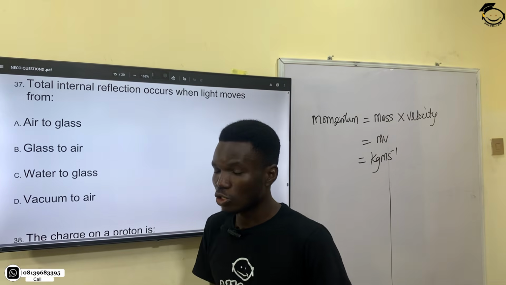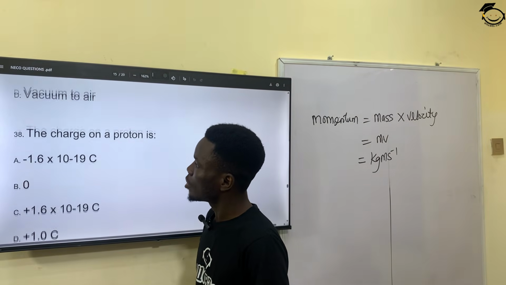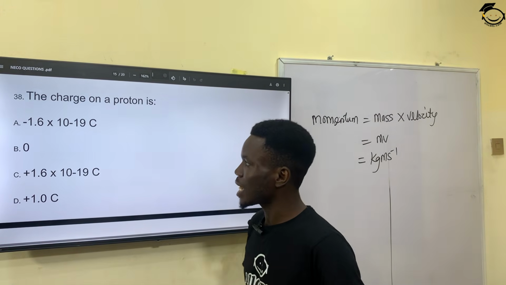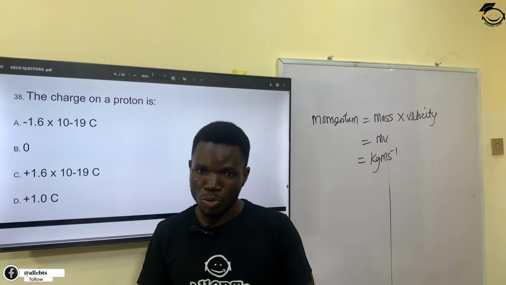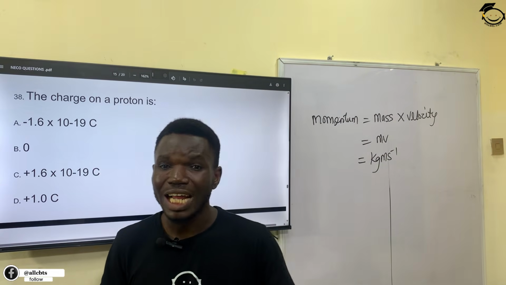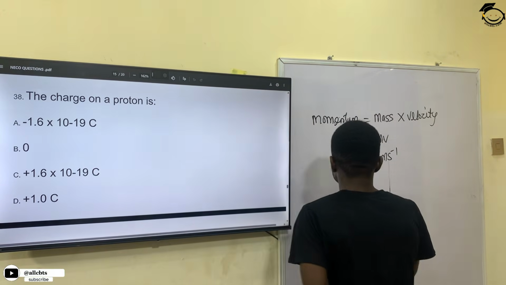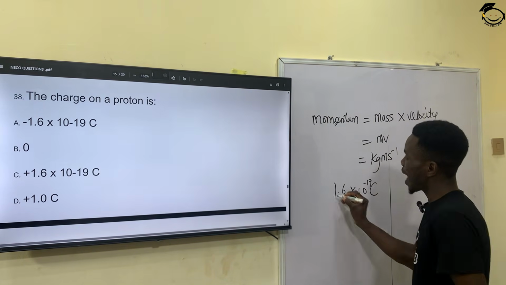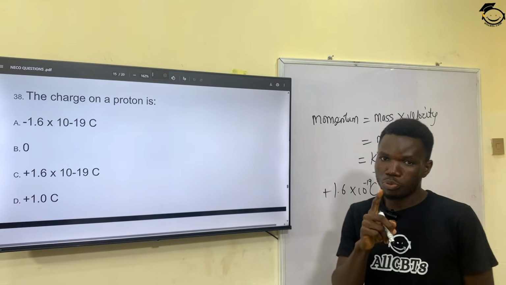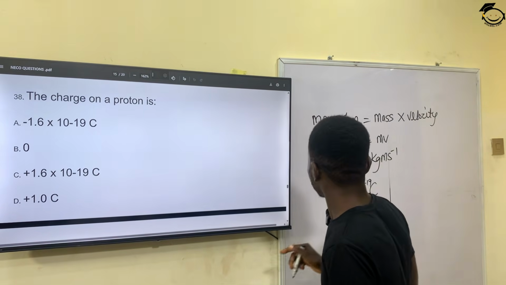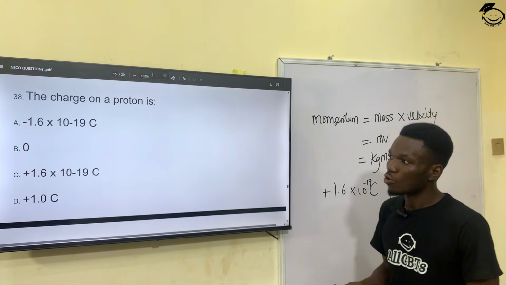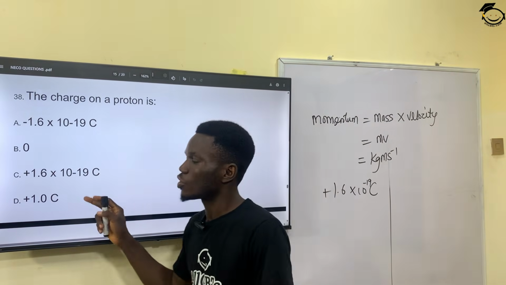So that takes us to question number 38, which says, the charge on a proton is dash. Please note that the charge on a proton is equal to 1.6 times 10 raised to power minus 19 coulomb. And it is positive because it's a proton. So the charge on a proton is plus 1.6 times 10 raised to power minus 19 coulomb. And that is option C.